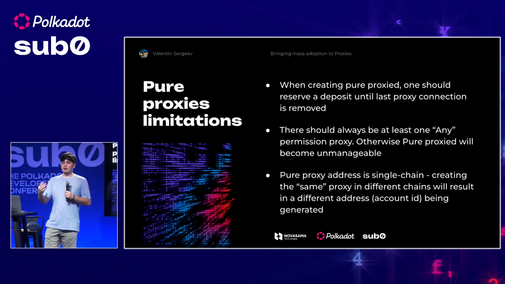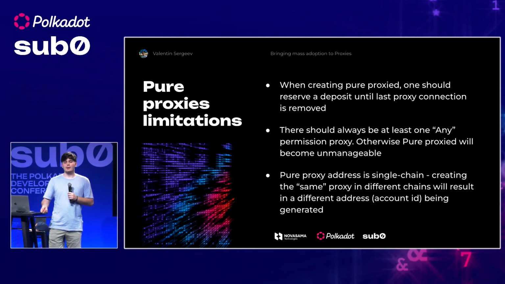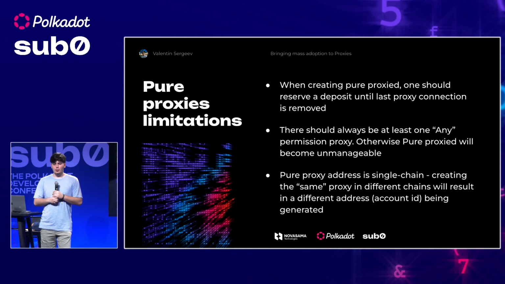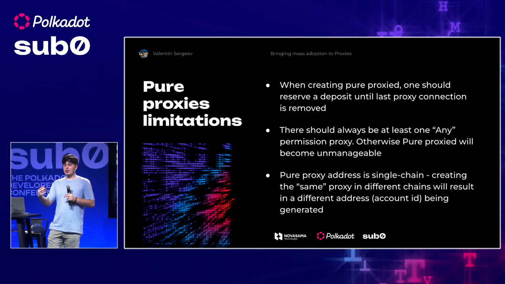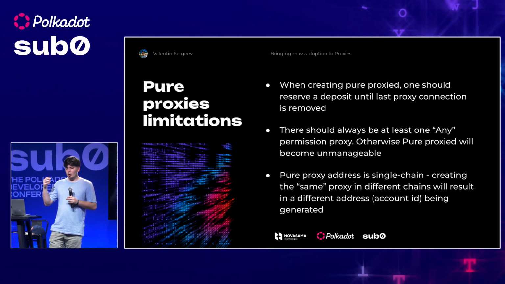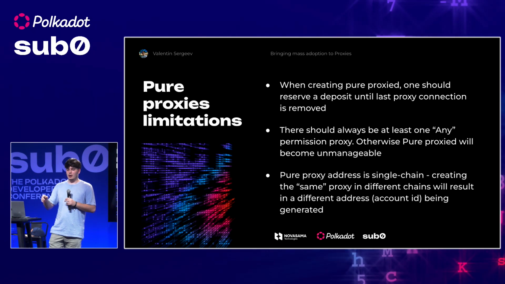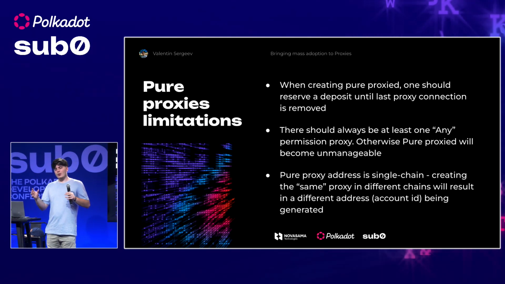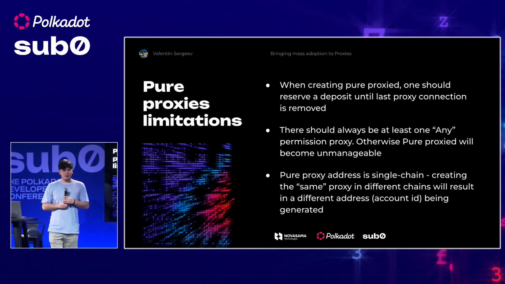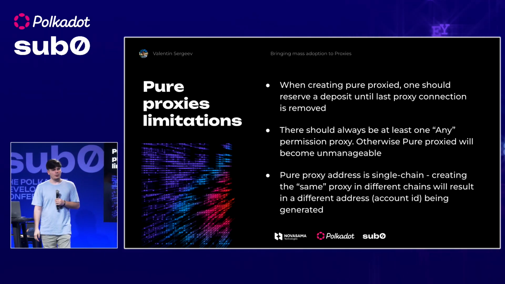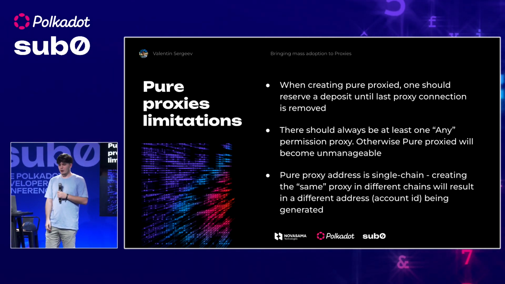Since we are creating a new account, we should base its generation on something. In short, the pure proxy address is generated by taking a few disambiguation things: the proxy type that is being used, the time point, which is a block number, and the extrinsic index. All of this is concatenated and hashed to obtain the address. As you would imagine, it will be different in different chains due to different blocks and extrinsic indexes.